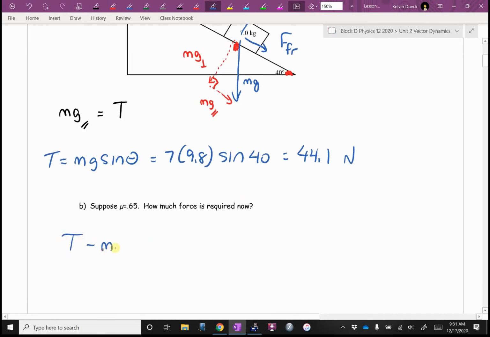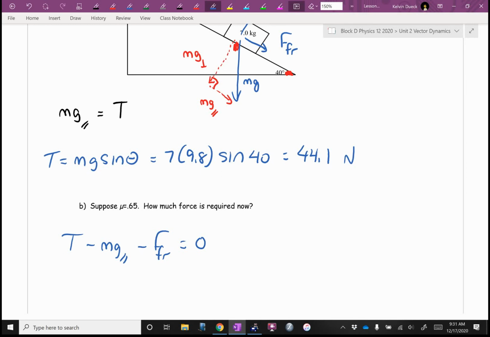Tension minus mg parallel minus friction equals, what does winner minus loser always equal? MA. But what's A if we're at a constant speed? If it wasn't a constant speed, could we still handle this? Yeah. But for now, 0. And now I realize Allie was correct there.